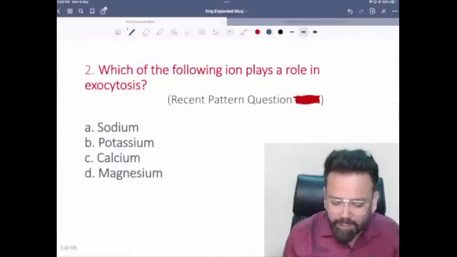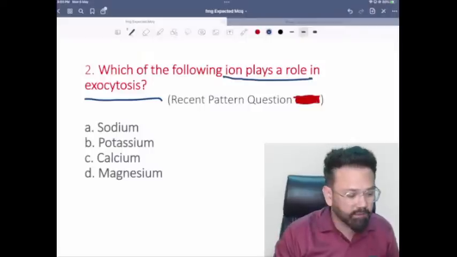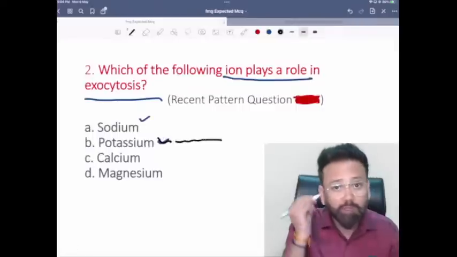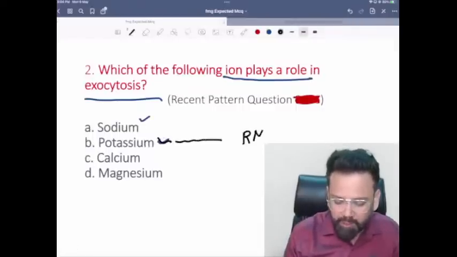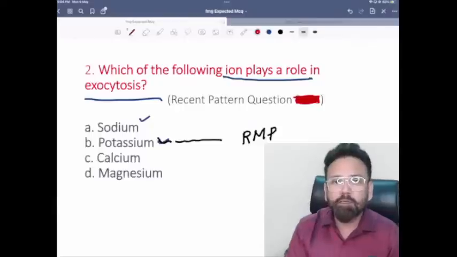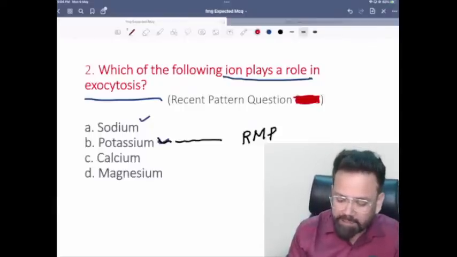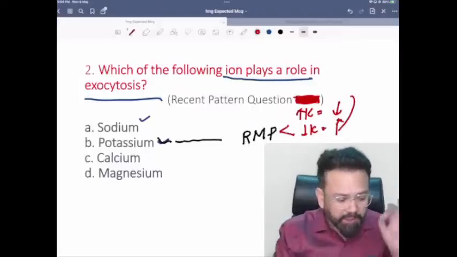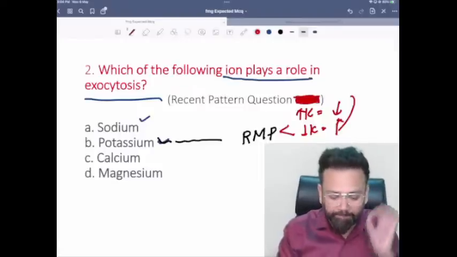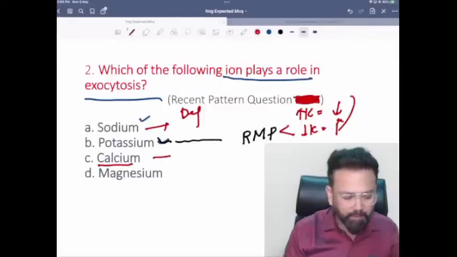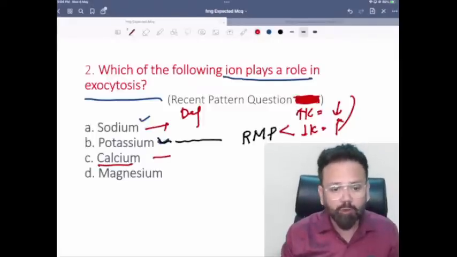Now, which of the following ions plays a role in exocytosis? Sodium, potassium. Tell me, doctors, whenever potassium comes, what should come to your mind? Potassium is responsible for RMP. Never forget, potassium efflux is important for RMP. Whenever there is hyperkalemia, it decreases RMP, and whenever there is hypokalemia, it increases RMP. So potassium is responsible for generation of RMP, sodium is responsible for depolarization, and calcium has so many activities. One is exocytosis. Let me discuss.